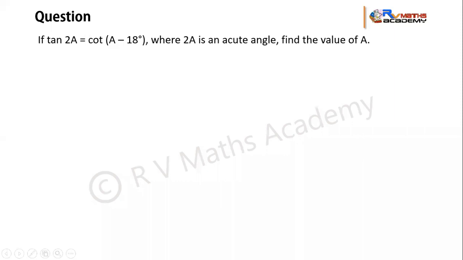In this question, if tan 2A is equal to cot A minus 18 degree, where 2A is an acute angle, we have to find the value of A. So what we have to do, first we will write tan theta is equal to cot 90 degree minus theta, because we have learned this formula. And one more formula we have learned, that is cot theta is equal to tan 90 degree minus theta.